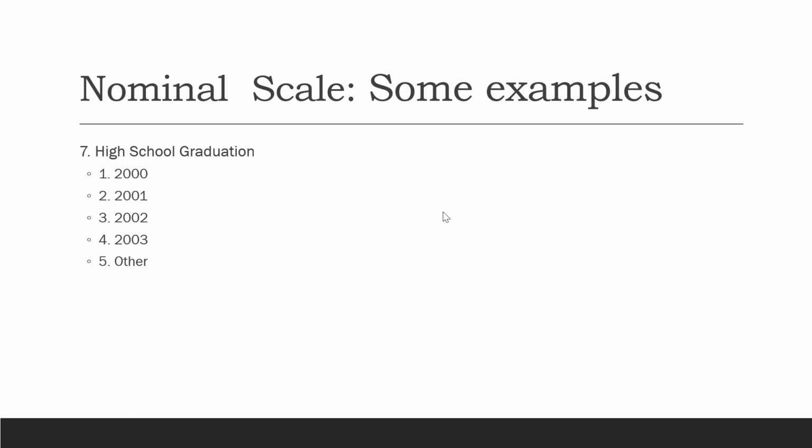At the end of the day, we are going to find the frequency or the proportion or the percentage of the respondents who graduated in 2000, 2001, 2002, 2003, or other year. So even if we see the numbers here, the number representing the year here just implies the concept of category. So therefore, this variable, high school education year, is another good example of nominal scale.